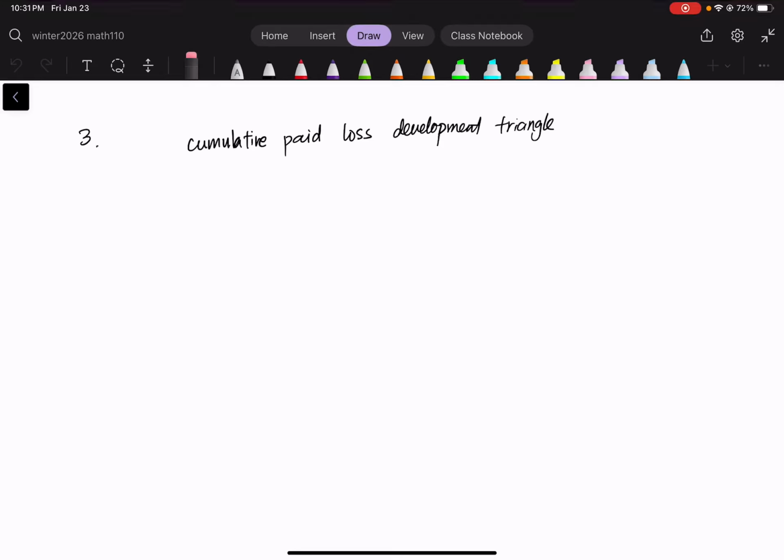Now we talked about the number three, which we will need to calculate loss triangle and also the amount of loss paid during calendar year 2017. That's the question they're asking. And you're given a cumulative paid loss development triangle. And loss triangle is probably the most important concept in P&C reserving and pricing. So the loss triangle looks like this.